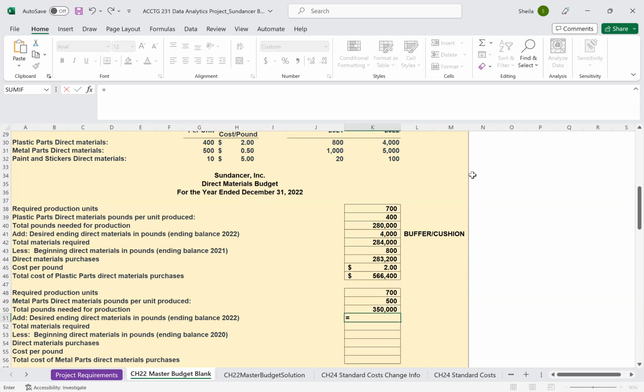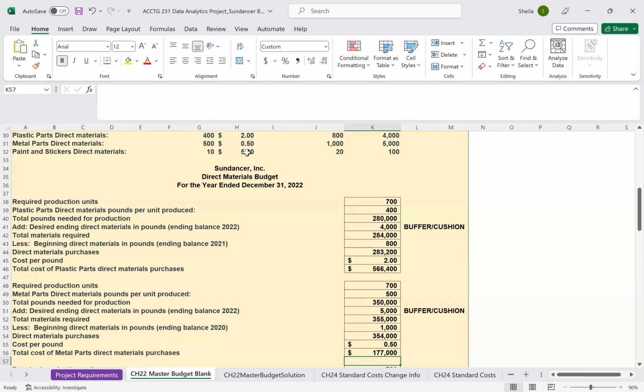But I'm going to add my buffer. And so this is what I want to end with. Remember, this is my buffer, my cushion. So my total required materials, I'm going to add these, 355,000. Now remember, I'm starting the year with some, it's 1,000. So I don't have to buy that 1,000, I already have it. So I'm going to subtract that out of there. And now I'm going to take my cost per pound for metal, which is 50 cents. And my total cost for metal is 177.